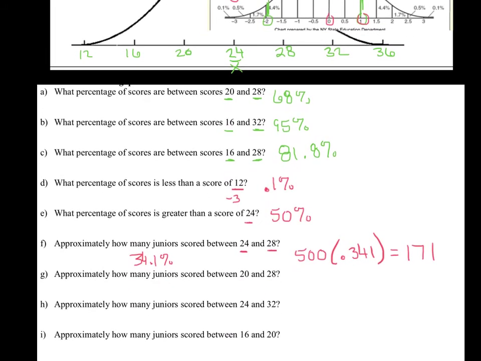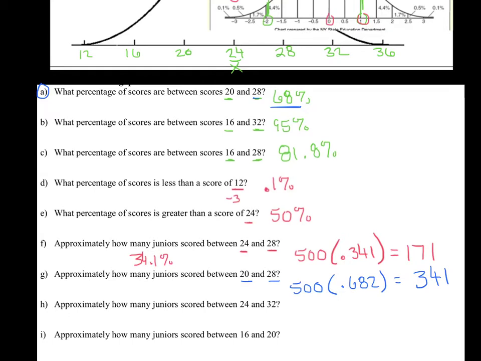How many of the juniors scored between a 20 and a 28? Now, refer back to part A up here. We already answered, we said between 20 and 28 was 68%. So I'm just going to say 500 students times 0.682. I got 341 students. Wow, that's a lot. That's a good bulk of them.